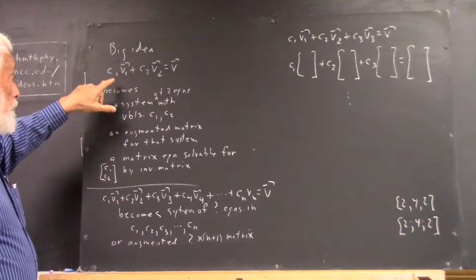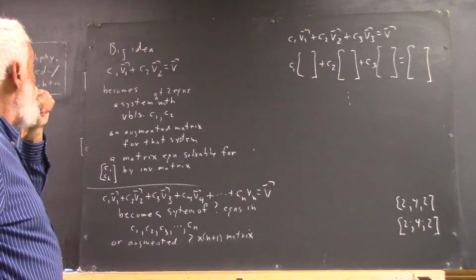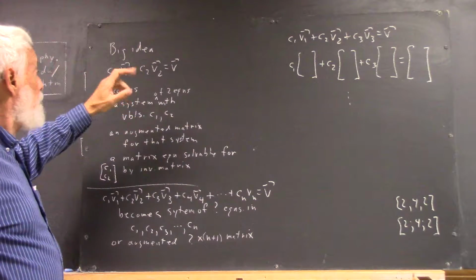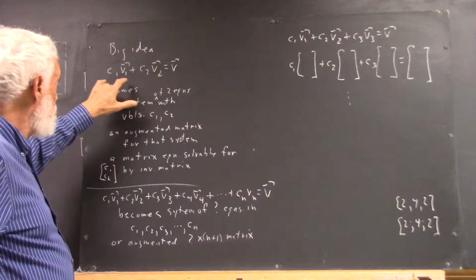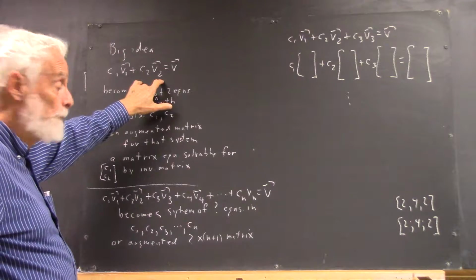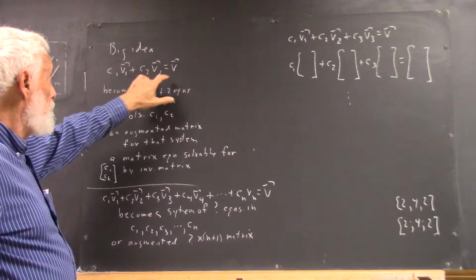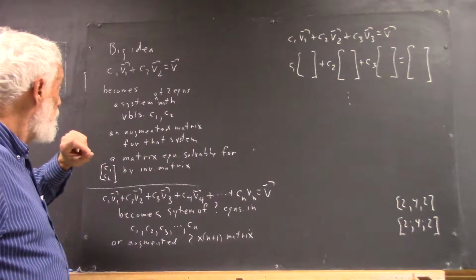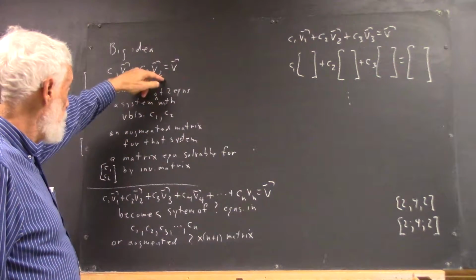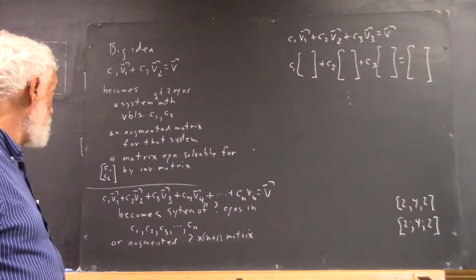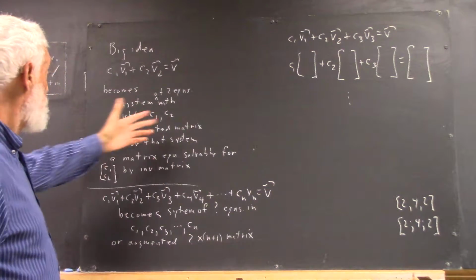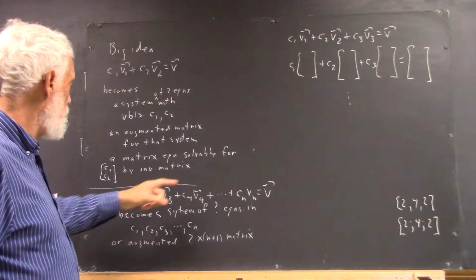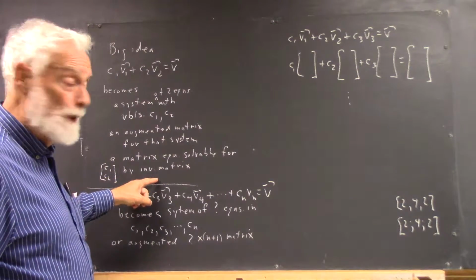the mechanics of determining whether this is possible comes down to the fact that a sum of multiples of V1 and V2 can be written C1 V1 plus C2 V2, and that the sum of multiples equals some other vector is this equation. And this equation then becomes what? It becomes a system of two equations with variables C1 and C2. Or it becomes an augmented matrix for that system. Or it becomes a matrix solvable for C1, C2 by inverse matrix.